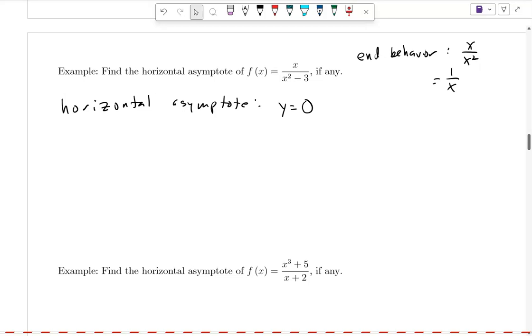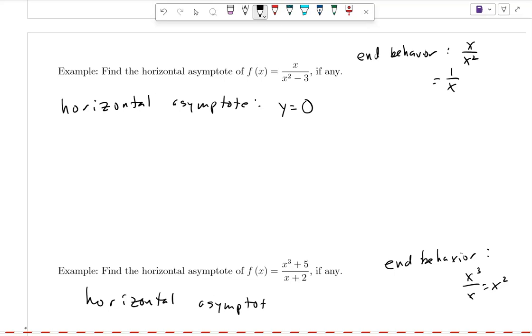How about this last one? What do you think is going to happen there? What do we look at for end behavior? x cubed over x. What does that simplify to? x squared. Is that a horizontal line? No. And it gets really, really big, doesn't it? So what are you going to say about horizontal asymptote here? Is there one? No.